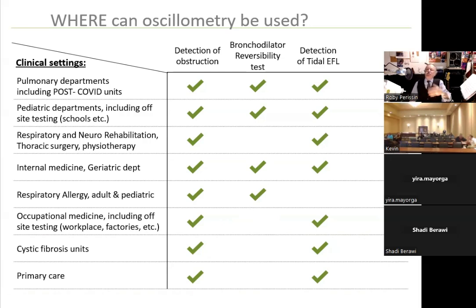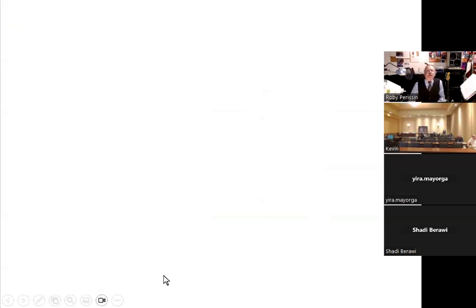Sit here and just perform normal tidal breathing, and you will see if there is an impairment without cooperation. Of course, it's great for screening, and we have many who go to factories, in car factories, 60, 70 subjects per day, per morning screening, which you can't do with spirometry. Cystic fibrosis is obvious, to look at the effects of the physiotherapy, and of course, primary care screening.